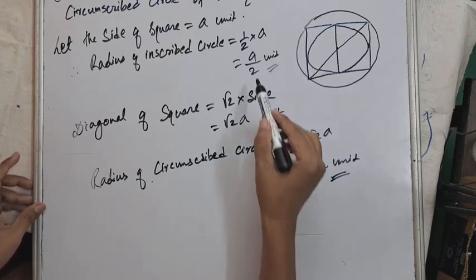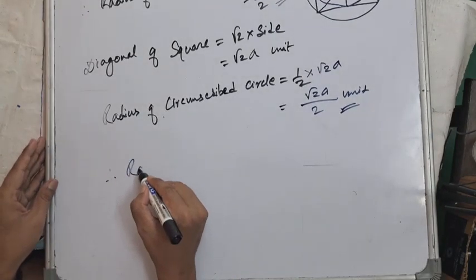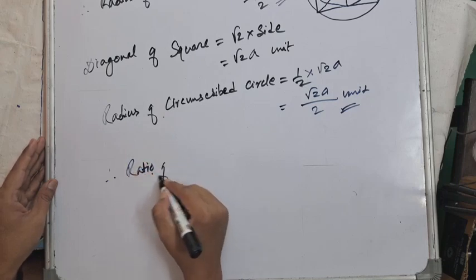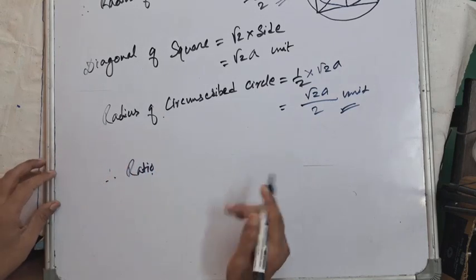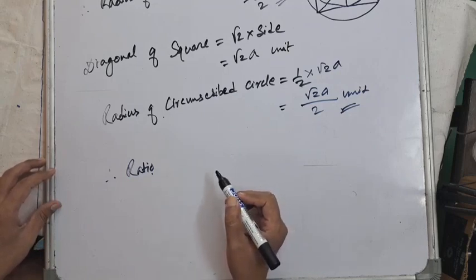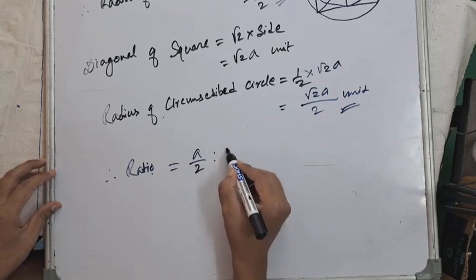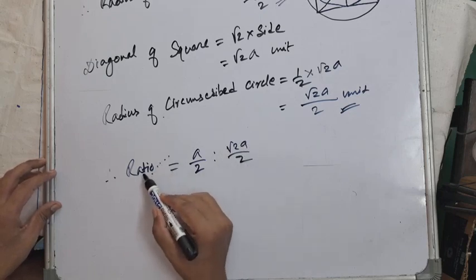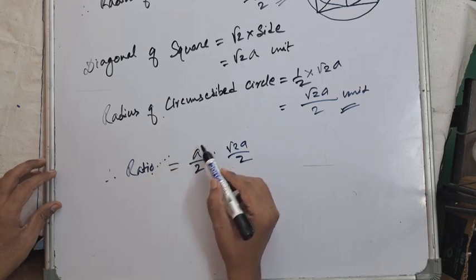We are asked to find the ratio between these two, isn't it? Therefore, the ratio of the radius of the inscribed circle to the radius of the circumscribed circle is equal to a upon 2 is to root 2a upon 2. I am not writing the statement; you can write: ratio of radius of inscribed circle to the radius of circumscribed circle.